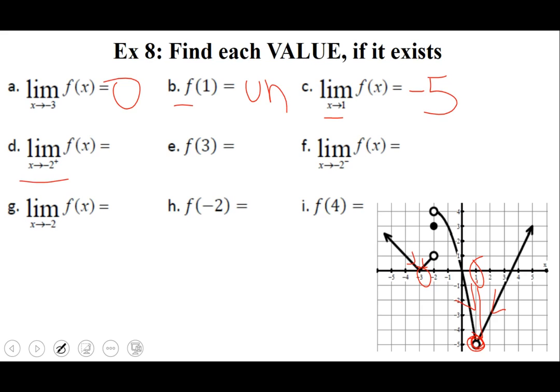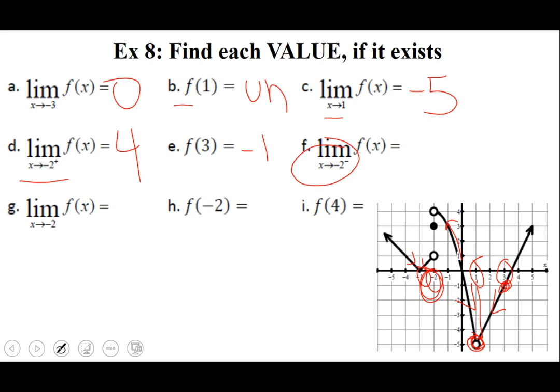-2 with a plus means you're approaching -2, but from the right-hand side. So the right-hand part of the graph would be this, getting closer and closer to 4, and it matters not that it's an open circle. F of 3 means go to x equals 3, match it up with the function. Even though there isn't a full-on dot there, the function is still pretty clearly defined at -1.